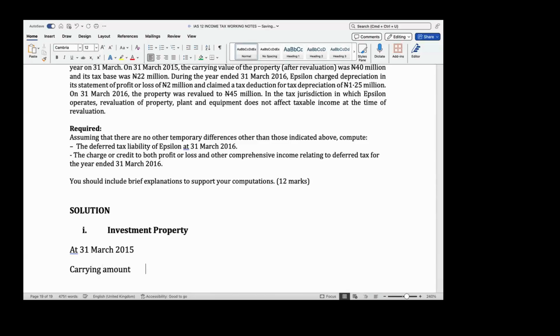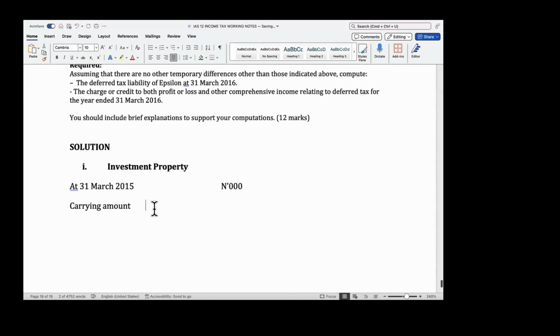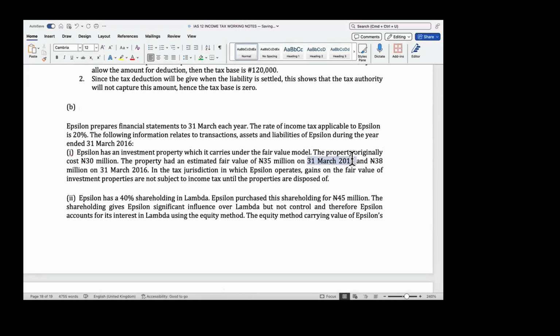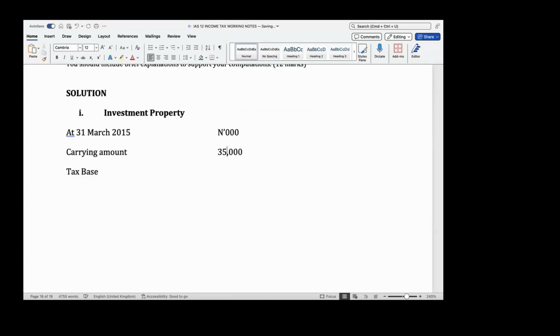So at 31st March 2015 first, I will get my carrying amounts. For investment property at fair value model, you need to understand clearly that they are not depreciated. Sorry, in 2015, the carrying amount is now the fair value because they had fair valued it in 2015. So the carrying amount will clearly be 35 million.